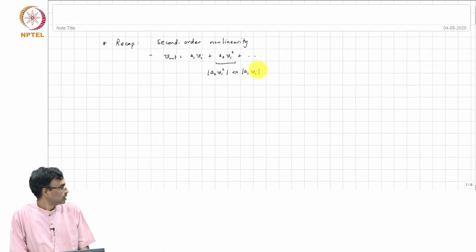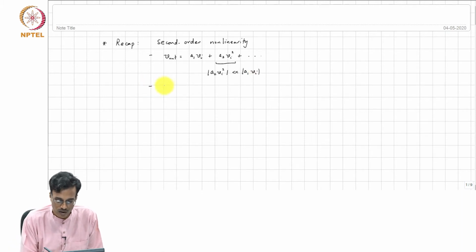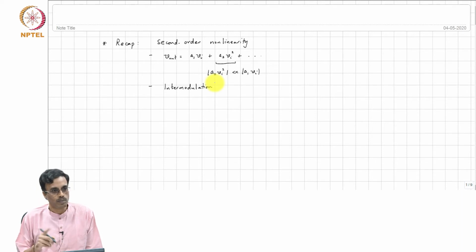So, we saw the phenomenon of intermodulation, where two different tones basically get multiplied with each other. So, if you have two tones at frequencies f 1 and f 2, you not only see the harmonic distortion components, namely at 2 f 1 and 2 f 2, but you also see f 1 plus f 2 and f 1 minus f 2 in addition to some DC offset, right.